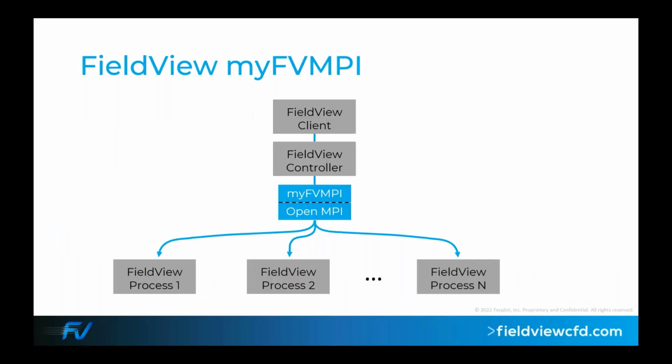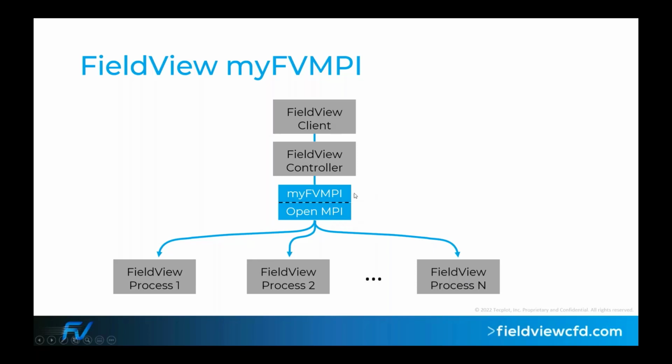Finally, I want to say a word about one of the new capabilities we've introduced in FieldView 21 that is related to MPI. FieldView comes ready in its package with OpenMPI, which is an open source implementation of the MPI protocol. So the way it works is that we have the FieldView client that talks to the FieldView controller, and through MPI, the controller is going to control the work done by all the FieldView processes, and then they are going to return back components of portions of the surface that need to be rendered by the FieldView client.